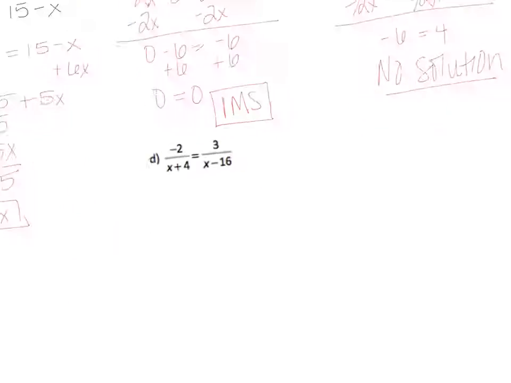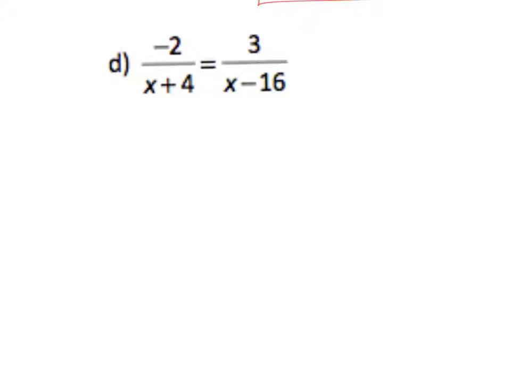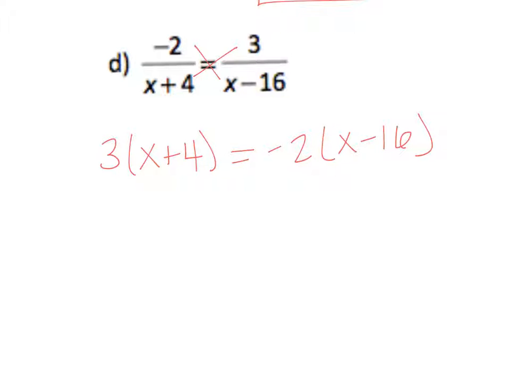And last but not least, when you have fractions. Okay, when you have fractions, fraction equals fraction, you're going to cross multiply. So you're going to take 3 times that whole denominator and -2 times that whole denominator and throw an equal sign in between. When you cross multiply, a lot of the times students will cross multiply and still have a fraction. They'll want to put 3 times x plus 4 over -2x times x minus 16. But we want to keep things as just a plain old equal sign. No more fractions. That's why we cross multiply.